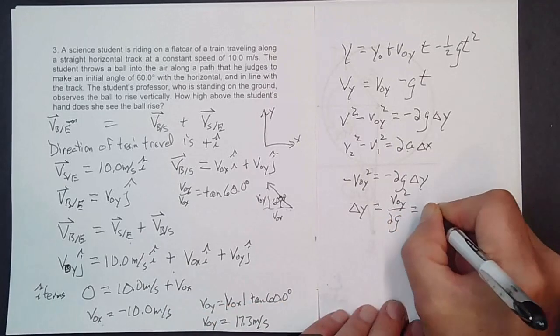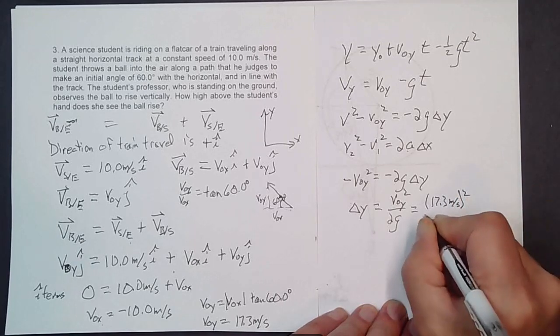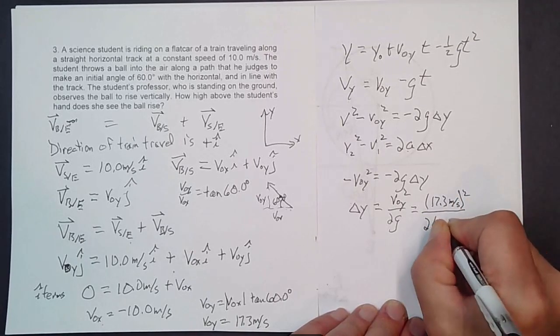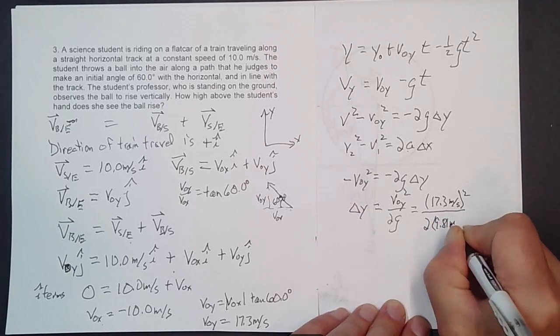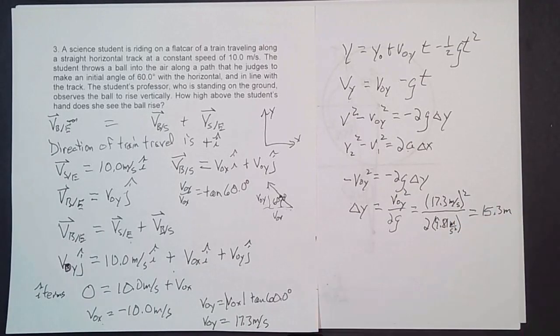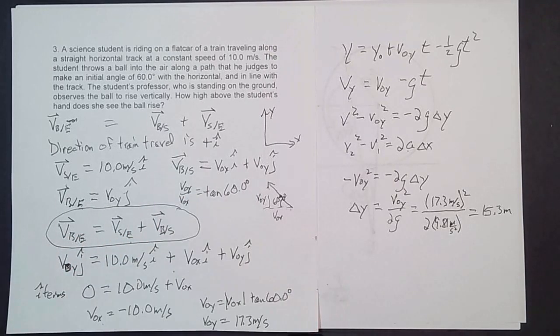So my 17.3 meters per second quantity squared over 2 times 9.81 meters per second squared. I get 15.3 meters. This one is a little bit tricky. These are starting to require more thought. Kind of build my solution around this thing and then am careful solving the rest of it.